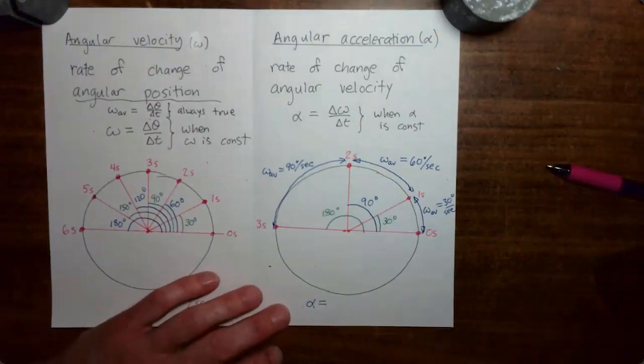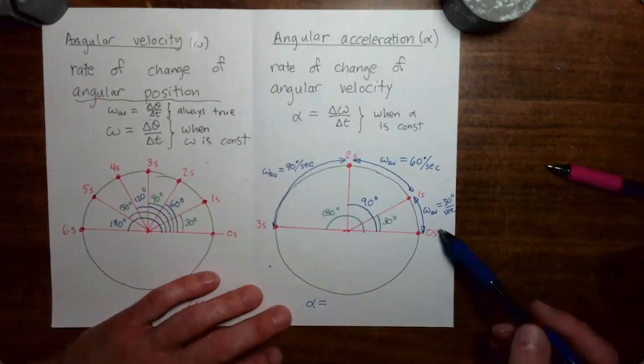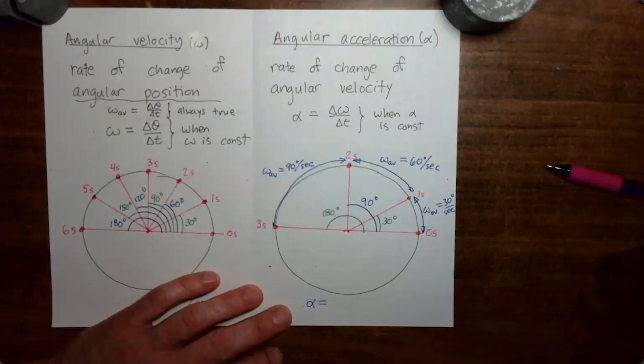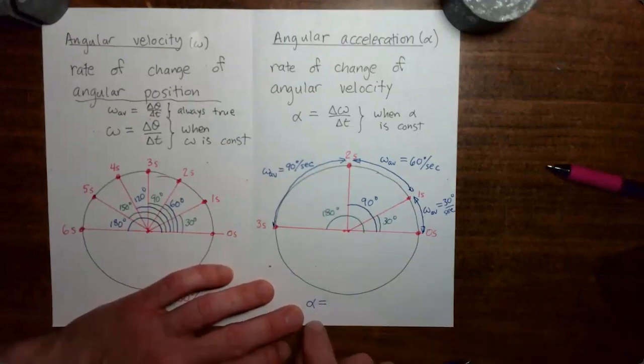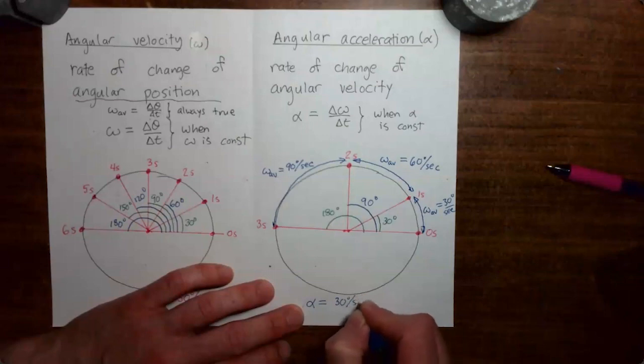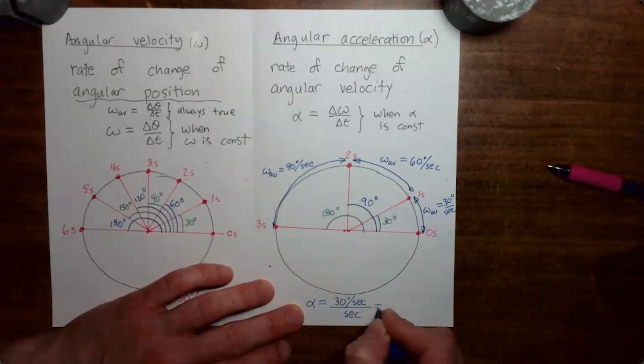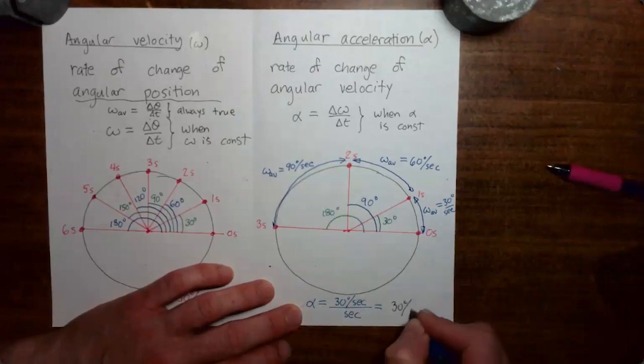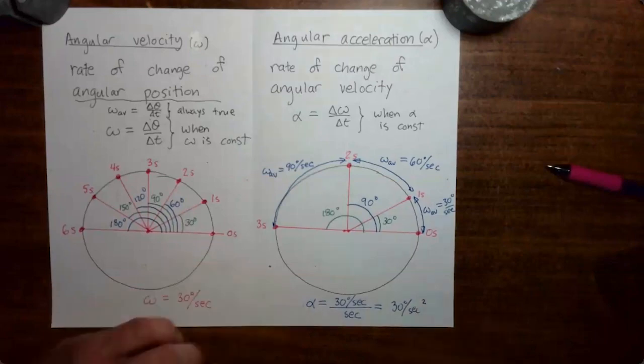So what is my angular acceleration? Well, in a 1 second time interval, my angular velocity increases by 30 degrees per second. So for any of these 1 second processes, I could say that the change in angular velocity was 30 degrees per second, and the time interval was a second. So the angular acceleration would be 30 degrees per second squared.